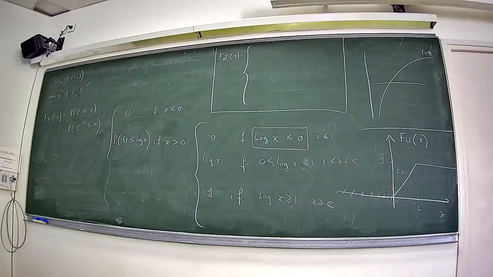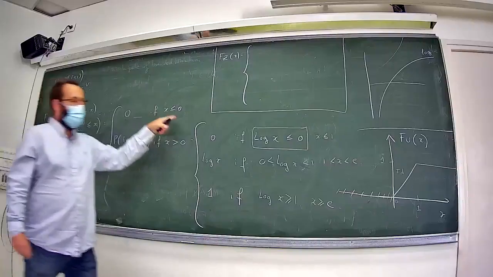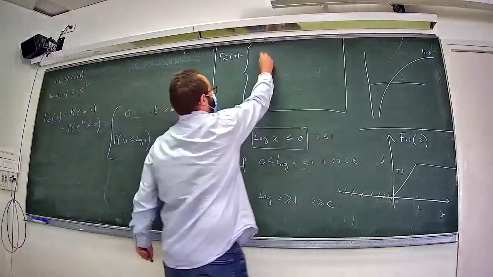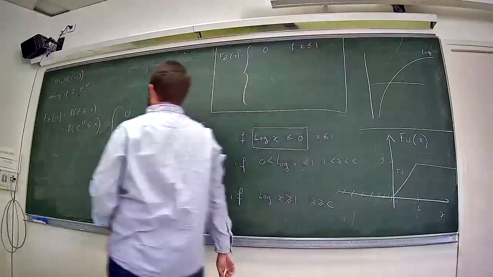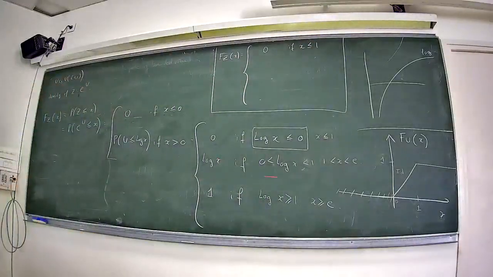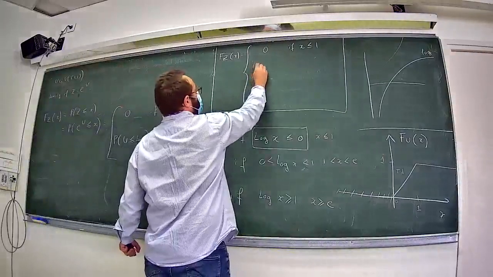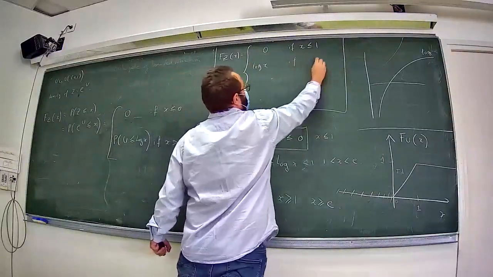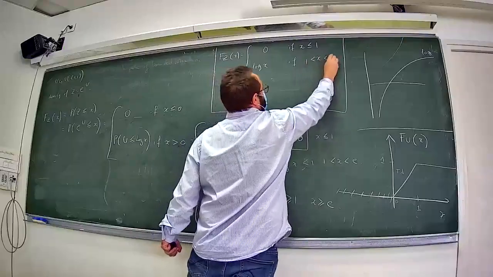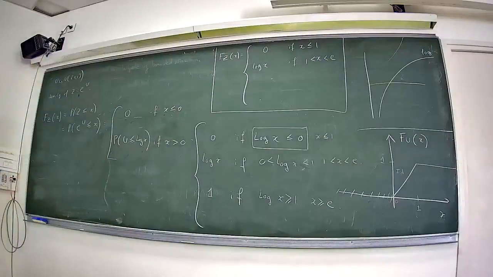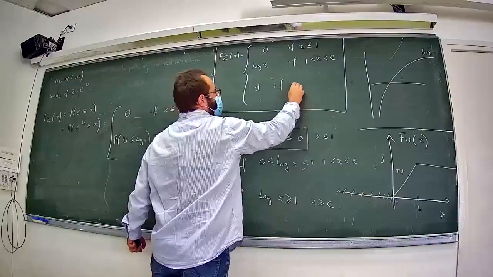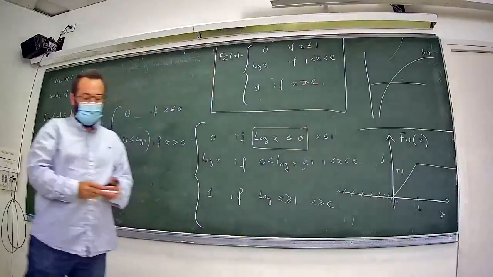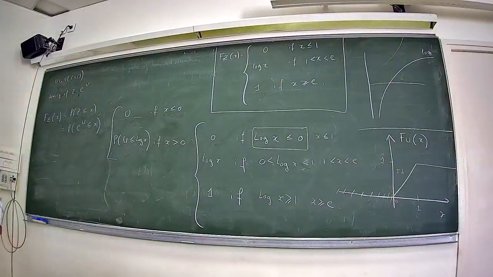Okay. And if I summarize what I have obtained here, so 0 if x negative and 0 if x less than 1, that I can summarize as 0 if x less than 1. Okay. Logarithm of x if x strictly greater than 1, strictly less than e, and 1 if x is greater than e. And now I have my distribution function.